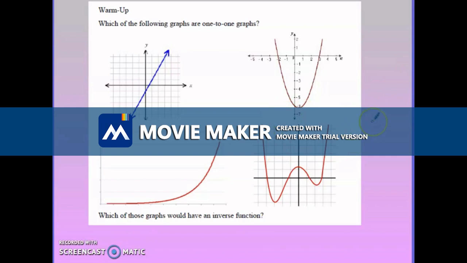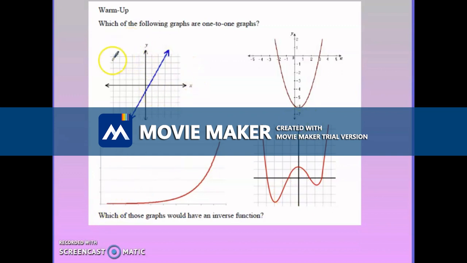Well, first, here's a quick warm up. I said pause here, do the warm up real quick, and then come back and we'll talk about what we talked about yesterday with the one-to-one function. All right, hopefully you've had a chance to look at these and remember which of the following graphs are one-to-one. It's not just a multiple choice, but any ones.